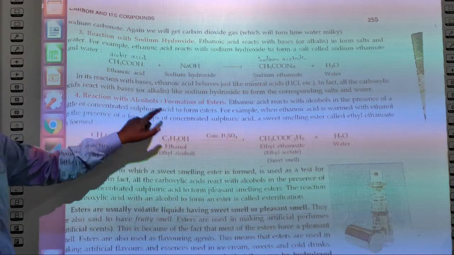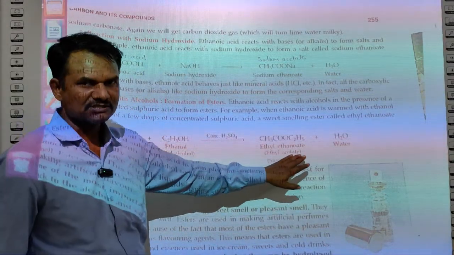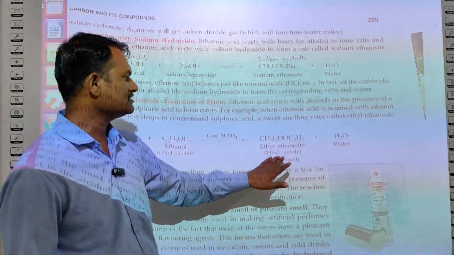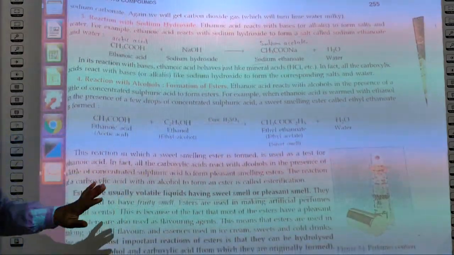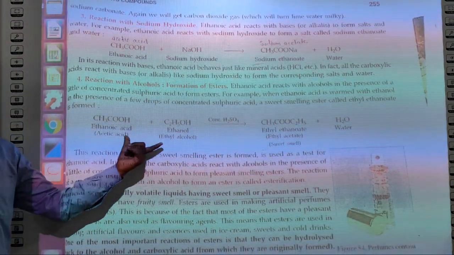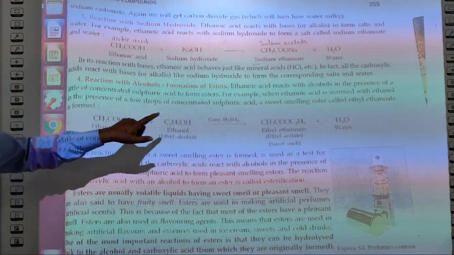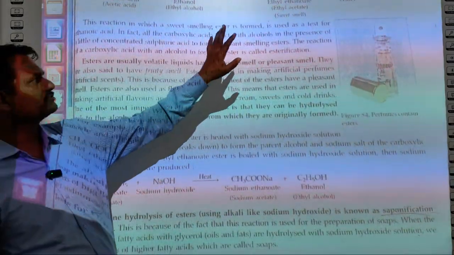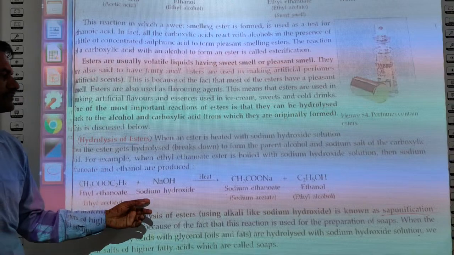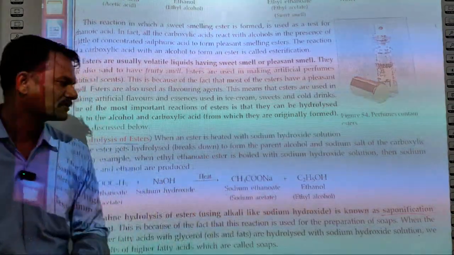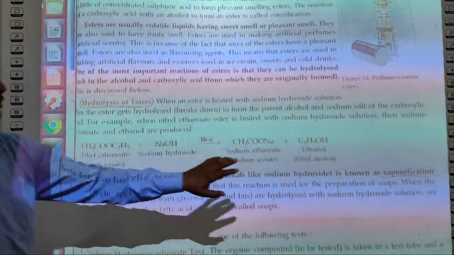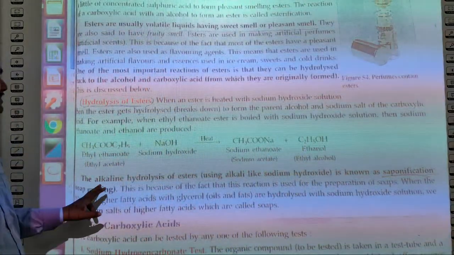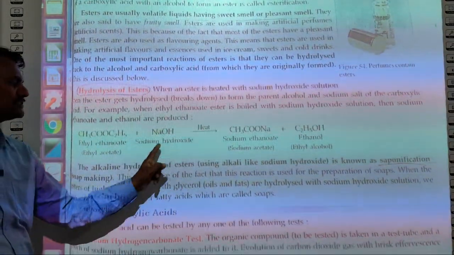Next one, reaction with alcohol. Same as esterification: ethanoic acid gives ethyl ethanoate, which is one type of ester, a smelling compound. This is called esterification. If we use this ethyl ethanoate and react it with sodium hydroxide, we will get sodium ethanoate, that is sodium acetate, which is called saponification, the alkaline hydrolysis of ester.